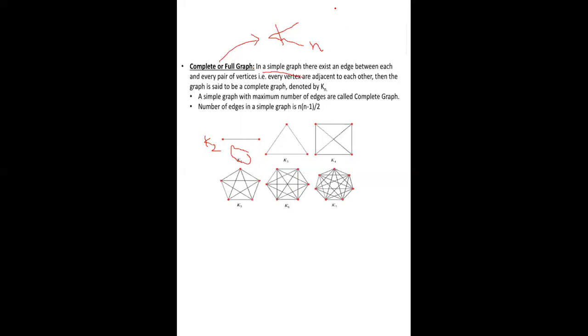So the maximum number of edges in a simple graph or complete graph is n times n minus 1 divided by 2. Why? Tell me how it is possible. n into n minus 1 by 2. So this is a simple probability question.